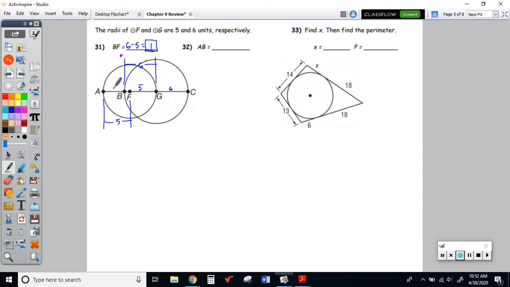32, AB, it looks like if BF is 1 and F to A is 5, we would just be doing, I'm sorry, I'm thinking of the answer already. 5 minus 1, which is 4 in that case. And then for number 33, find X, then find the perimeter.